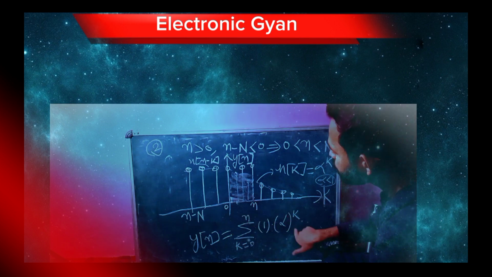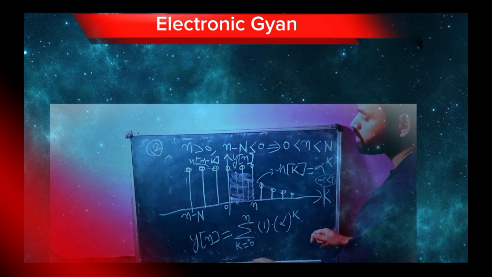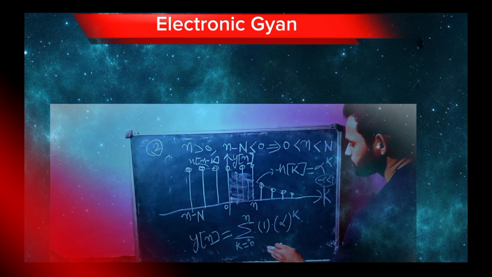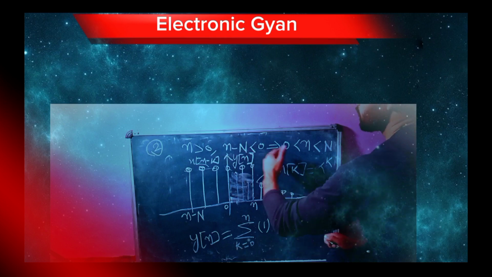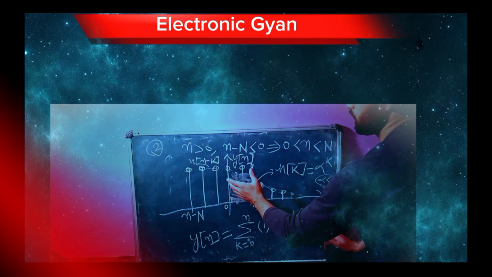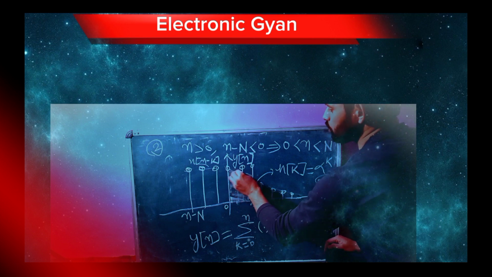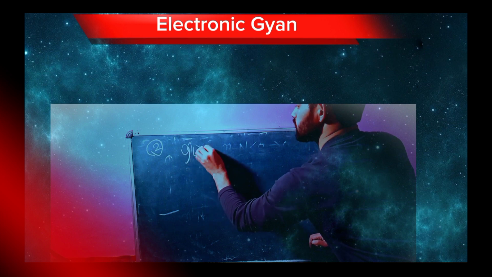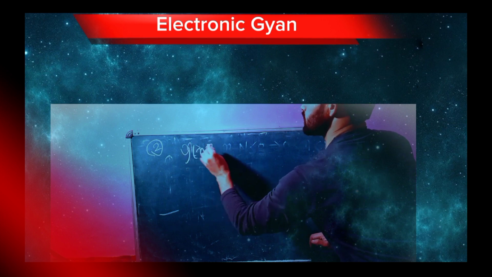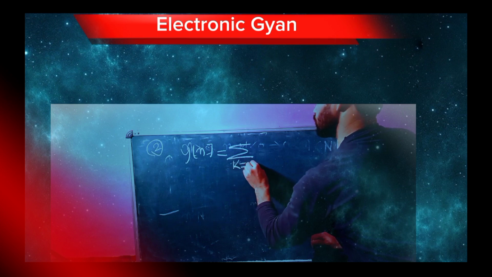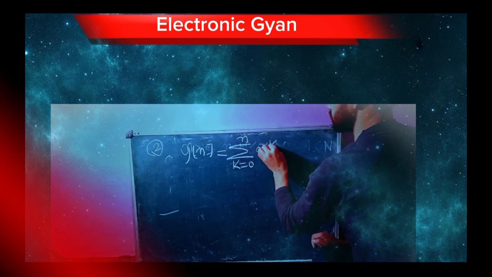Yes, now I have to solve this summation. So how to solve this summation? Let's see. This is nothing but the summation of alpha to the power k. Let us solve this. You may note down this work. So we got y of n is equal to the summation, k is equal to 0 to n, of alpha to the power k.